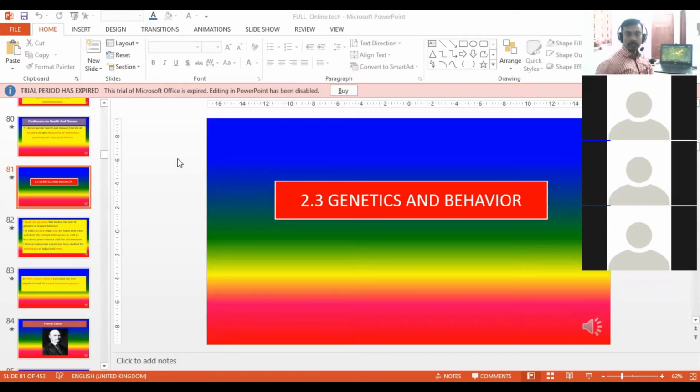So this is fundamental knowledge for various therapies and medicine, to prevent diseases as well as for curative, therapeutic measures. Today we are going to deal with genetics and behavior.